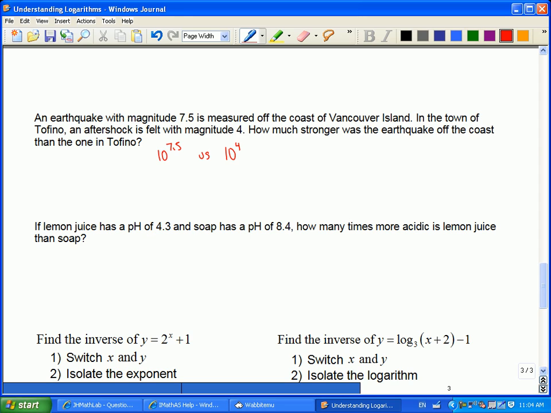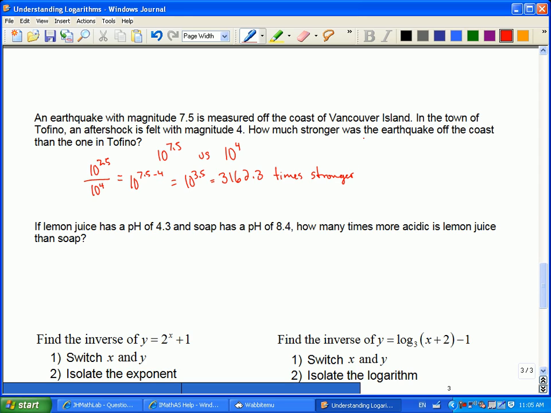So if we're trying to compare these two earthquakes, this is how we'll do it. We'll just divide them to get the ratio, right? Find out how much stronger it was. And if you know your exponent laws here, this will be 10 to the 7.5 minus 4, which is 10 to the 3.5. And that's 3,162, and we'll stop at 0.3, times stronger.